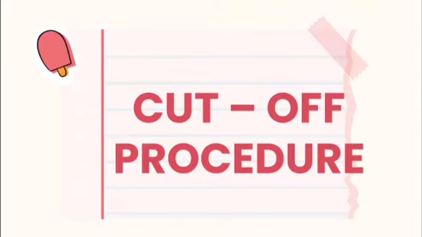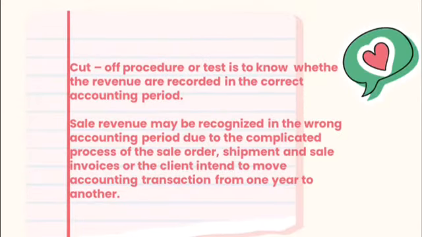Next is the cut-off procedure. Cut-off procedure or cut-off test is to know whether the revenue transactions are recorded in the correct accounting period. Sales revenue may be recognized in the wrong accounting period due to the complicated process of the sales order, shipment, and sales invoice, or the client may intend to move accounting transactions from one year to another in order to increase the bottom line.